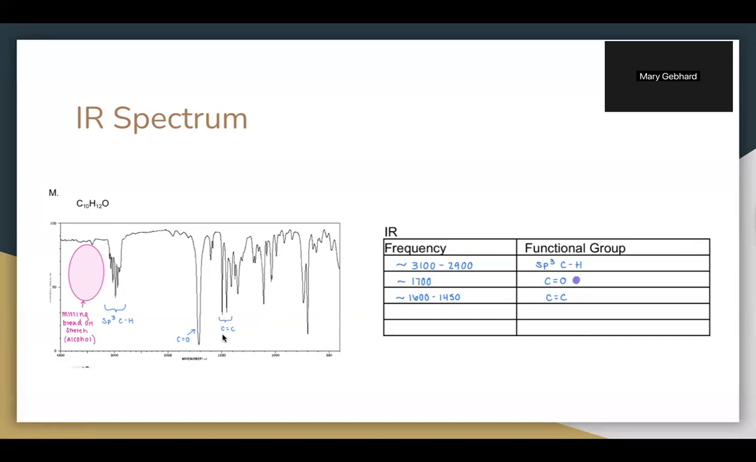And then continuing a little bit further, I noticed a C double bond C between about 1450 and 1600. And this to me was also confirming and indicating that I had that aromatic ring. And these were the C double bond C stretches that occur within the ring. So those were the three main functional groups that I identified from my IR spectrum. And just making note that I did not identify that OH group.